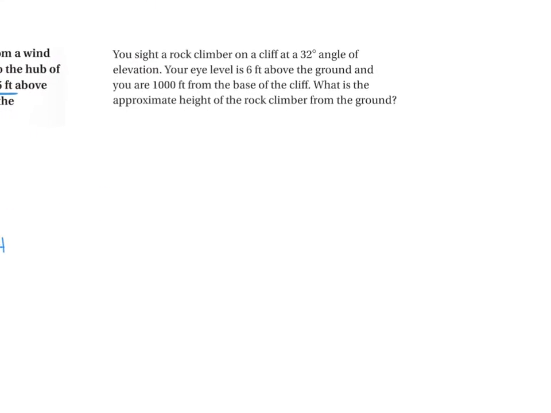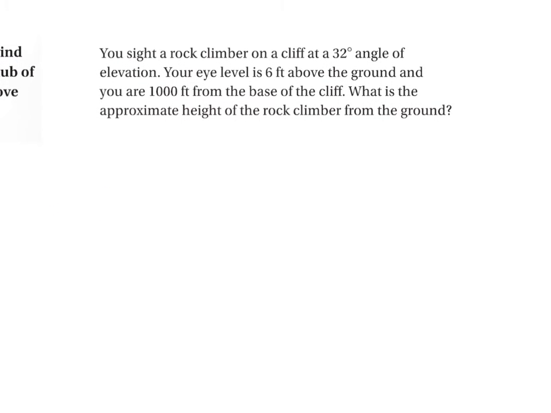Okay, let's do another one. So you sight a rock climber on a cliff at a 32-degree angle of elevation. Your eye level is 6 feet above the ground and you are 1,000 feet from the base of the cliff. What is the approximate height of the rock climber from the ground?